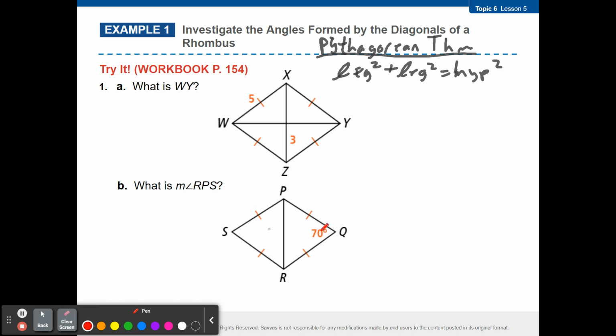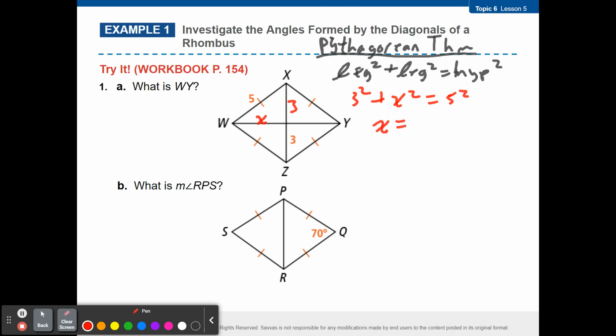All right, so leg squared in this case. Now, if you take a look, they want us to find WY. Well, we don't have WY, but we do know that these diagonals bisect each other. So this has to be 3. So if I did leg squared plus, I'm going to label this with an X real quick. Leg squared plus leg squared equals hypotenuse squared. This is going to be 3 squared plus X squared equals 5 squared.